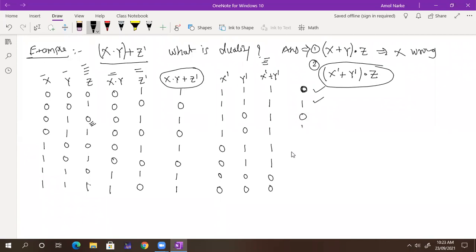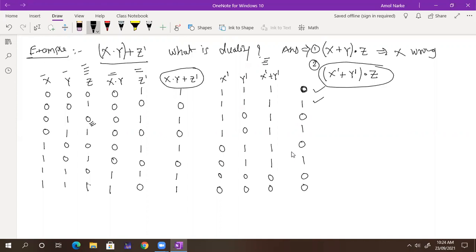The fourth one is 1. The fifth one is 0. The sixth one is 1, no? The seventh one is 0. The eighth one is 0. So check whether these two are equal or not. I'm getting exactly the opposite, no? Yes, sir. What is the meaning then?